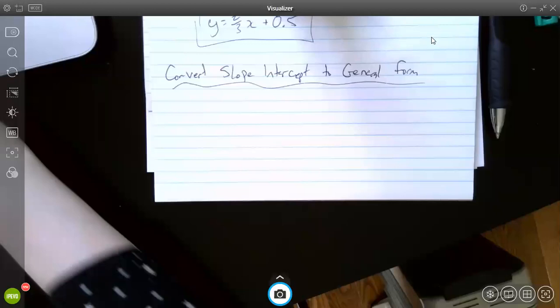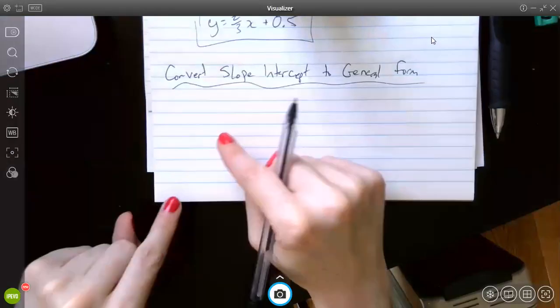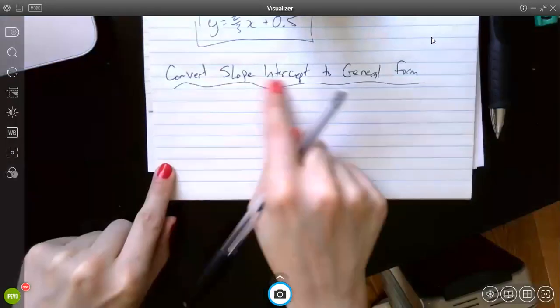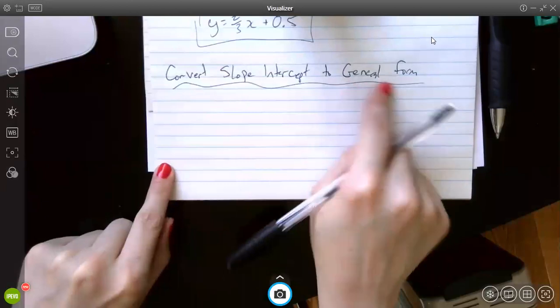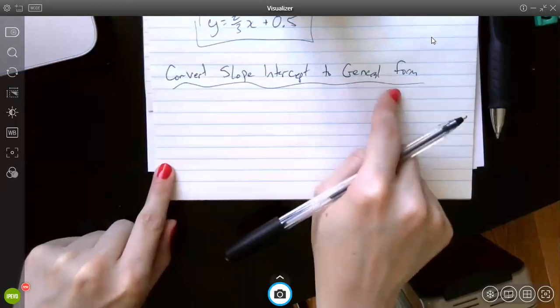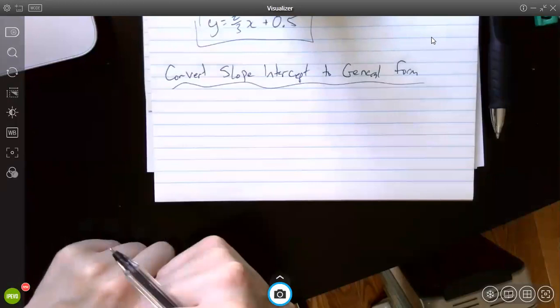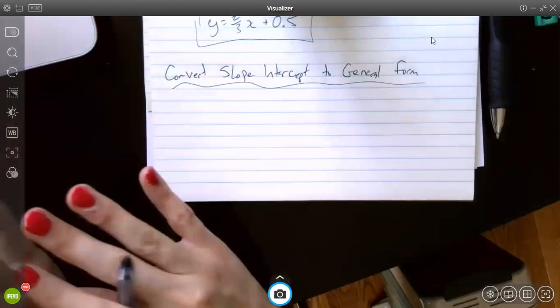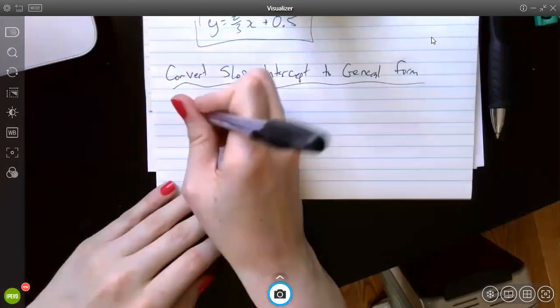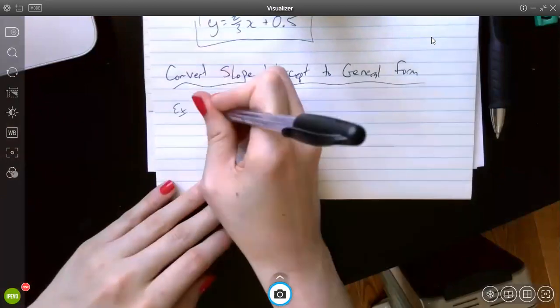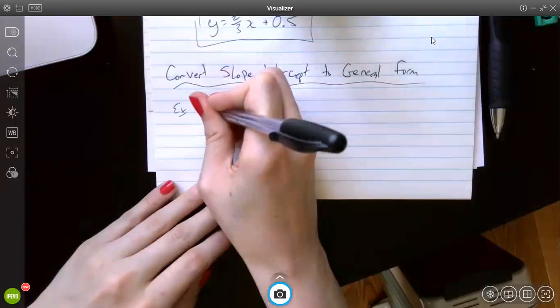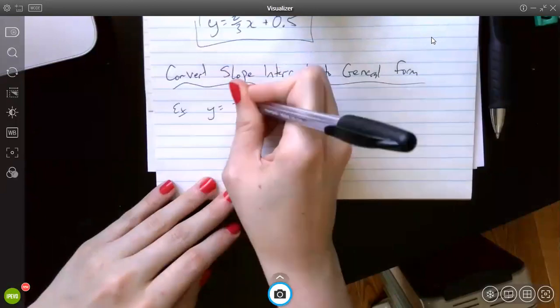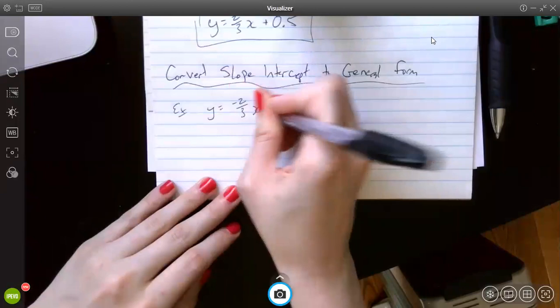Next up, we're just going to work in the opposite direction. So we're going to start with slope-intercept form and convert it to general form, which means moving everything to one side so we have a 0 on one side. Doesn't matter which side the 0 is on, by the way. So let's start with y equals negative 2/3 x minus 4.